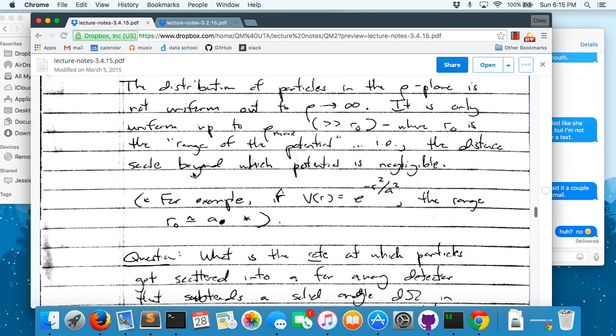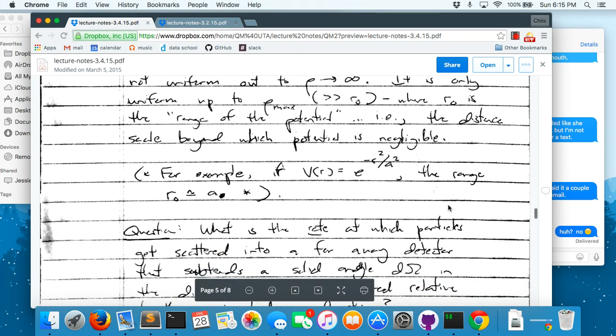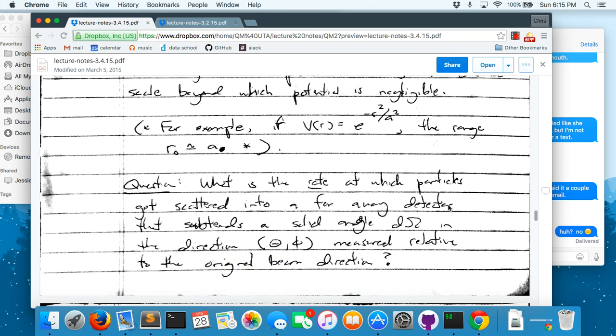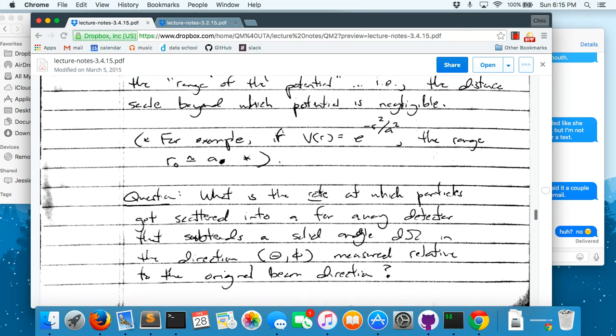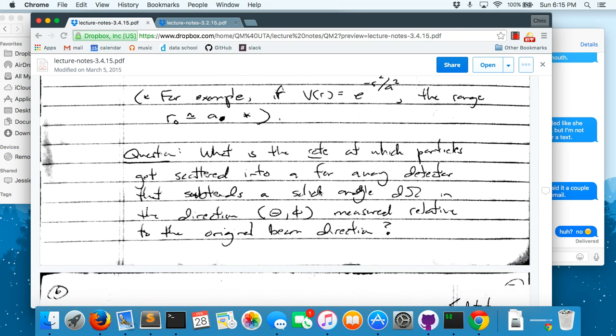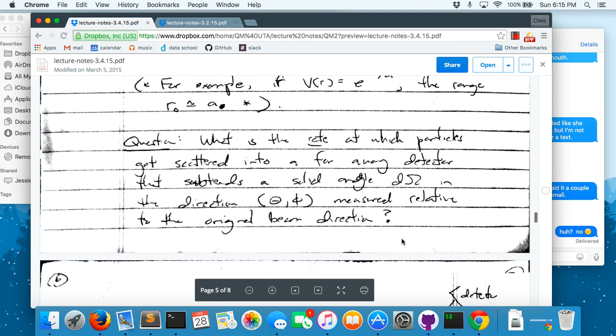Okay, so let me go back here. So for example, we might have something that looks like a Yukawa potential, right, with some finite range. And we'll talk more about that later, okay? So the main question that we try to answer in three-dimensional scattering is what's the rate at which particles get scattered into a faraway detector that subtends a solid angle, d omega, in the direction theta phi, measured relative to the original beam direction.